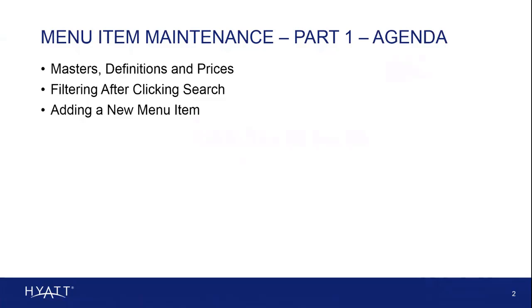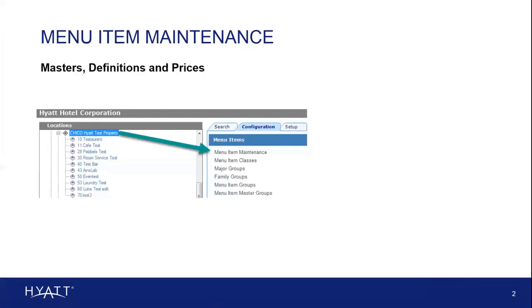So first, for masters, definitions, and prices, we want to load the menu item maintenance module from the property level. This is important because masters only exist at the property level. Master records cannot be created at the individual revenue center levels.